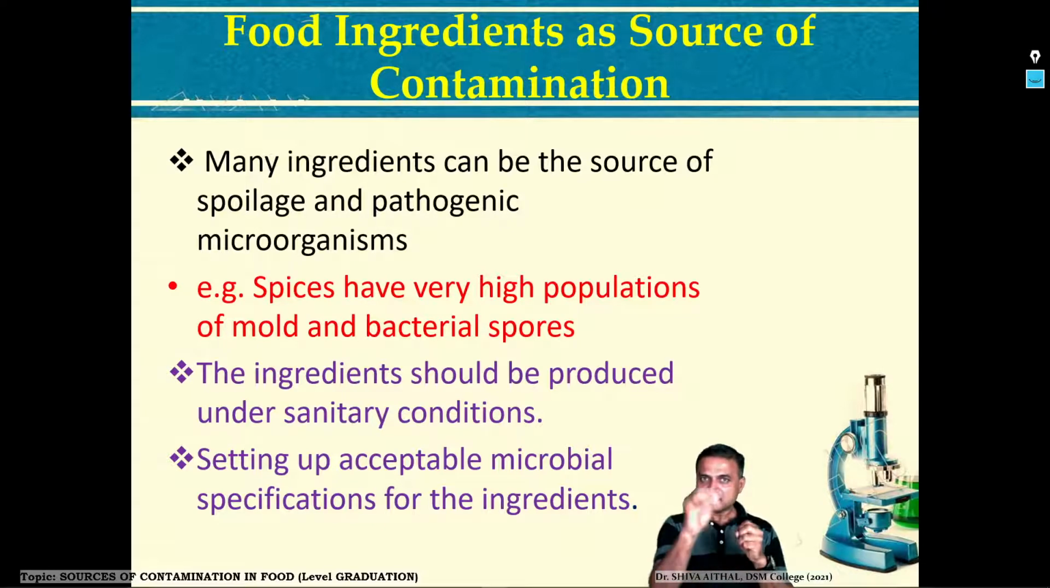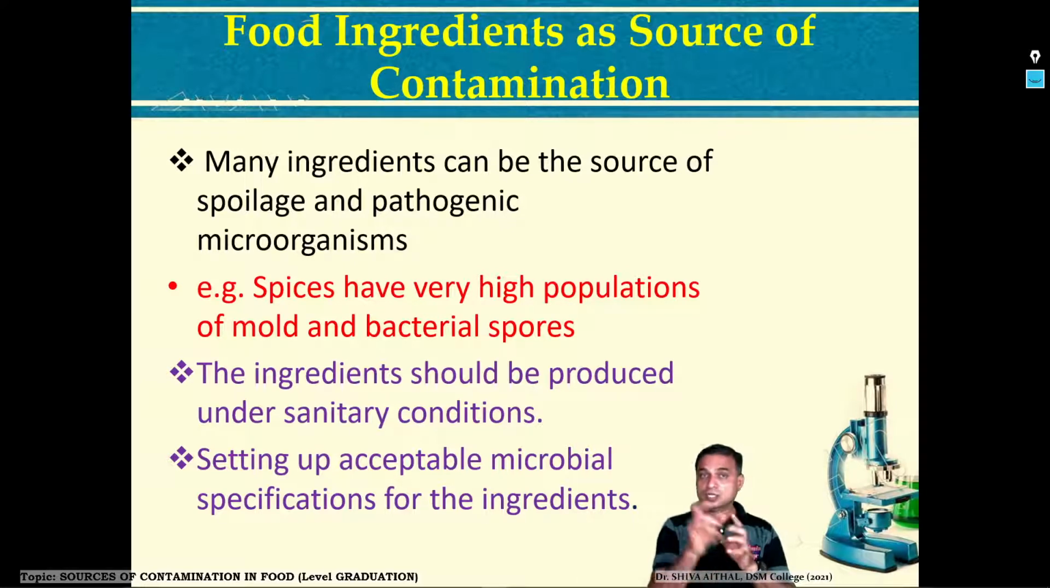If the spices are not prepared in hygienic conditions, okay, the ingredients which we mix and prepare a basic raw material before cooking, composition, we mix lot of things, we cut vegetables, we cut fruits, then we add salt, pepper, sugar. Preparation involves food ingredients. Many ingredients, they can be source of spoilage and pathogenic microorganisms. If not pathogenic, then spoilage.